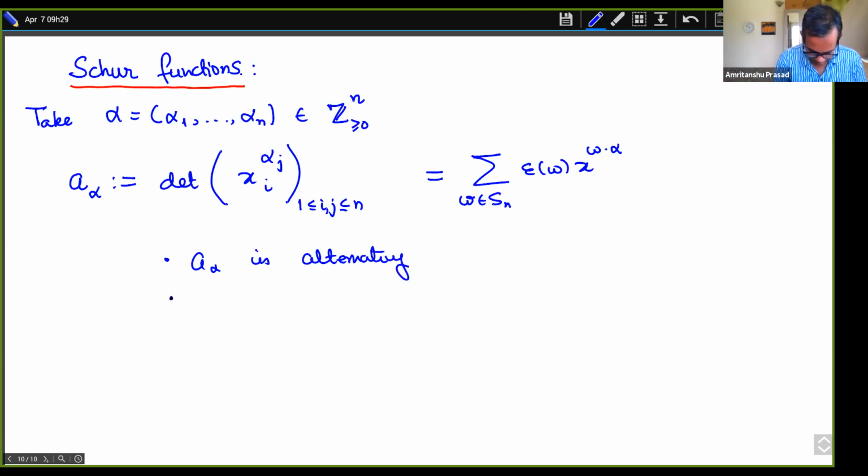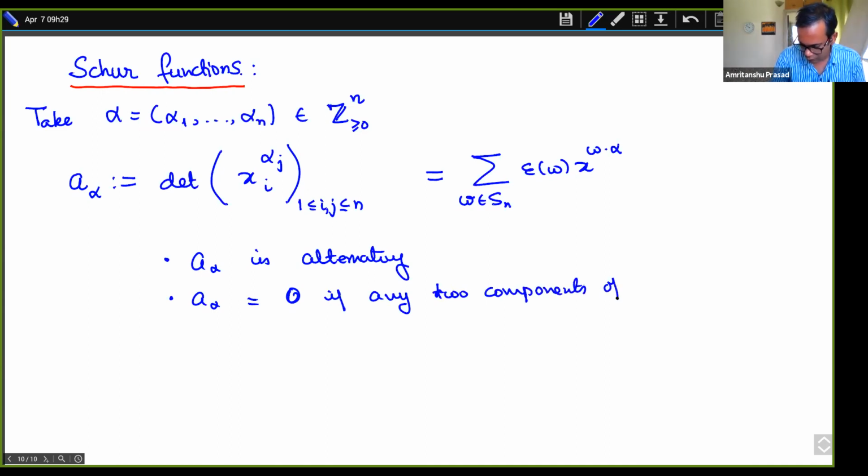And the second fact is that A alpha equals 0 if any two components of alpha are equal. So this thing vanishes if any two components are equal. And in any case, you know that no alternating polynomial can have monomials where two of the powers are equal. And here's an exercise for the tutorial.